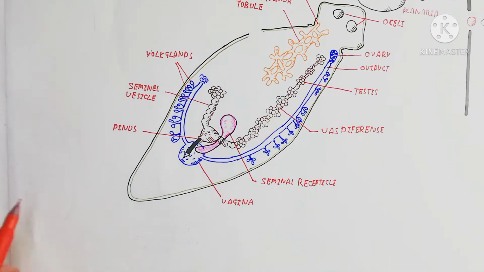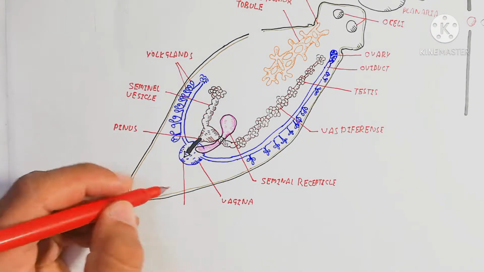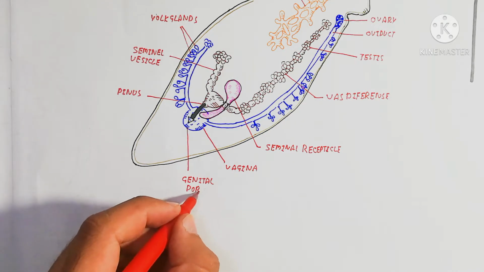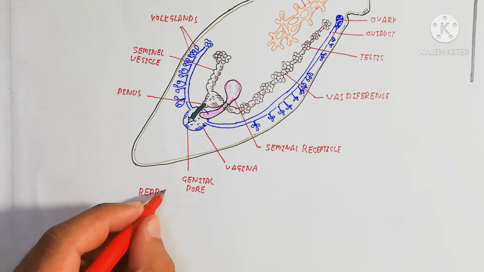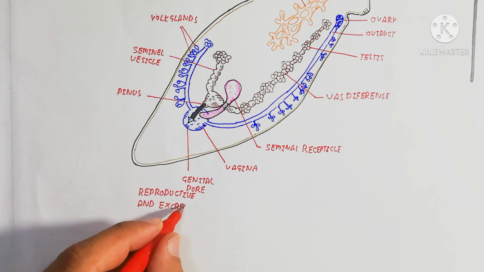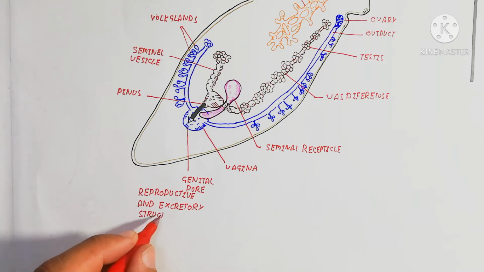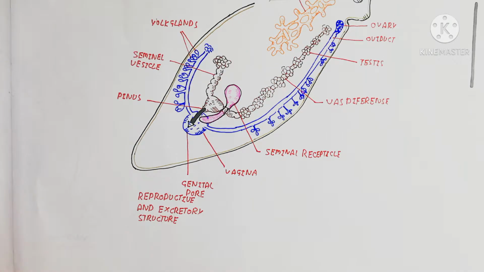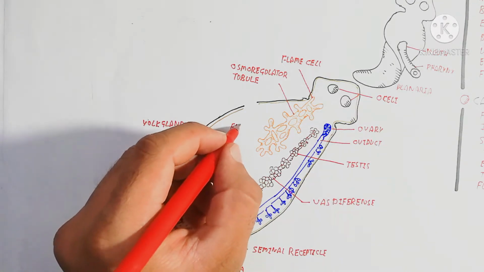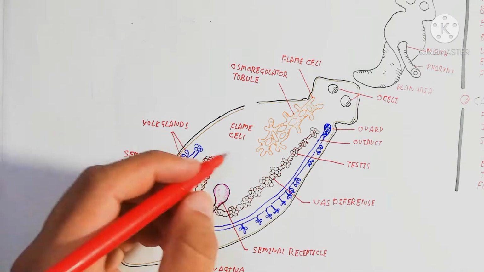This is the osmoregulatory tubule, and this is the flame cell, which connects with the osmoregulatory tubule. We will discuss it later, but first we will understand this structure. Fertilization occurs by the fusion of sperm and egg to give a 2n zygote, and again the hermaphrodite reproduces by this mechanism.